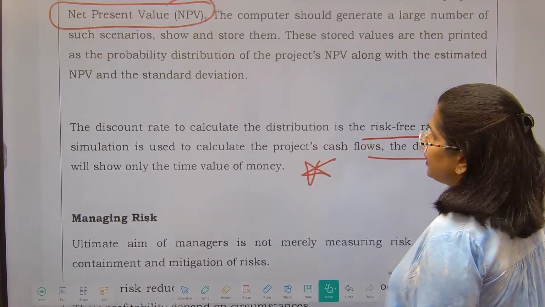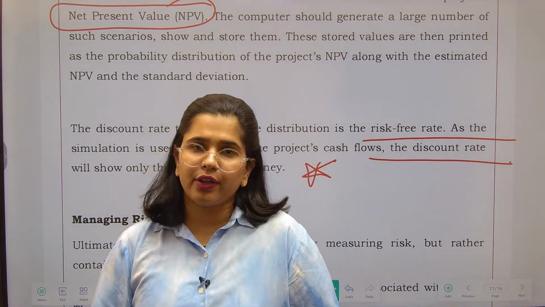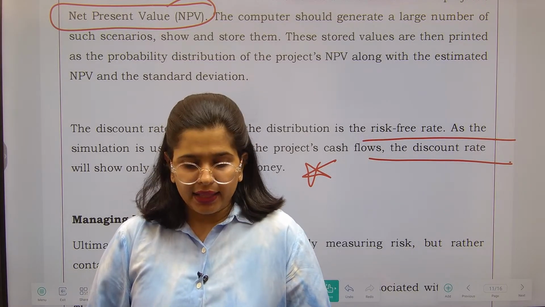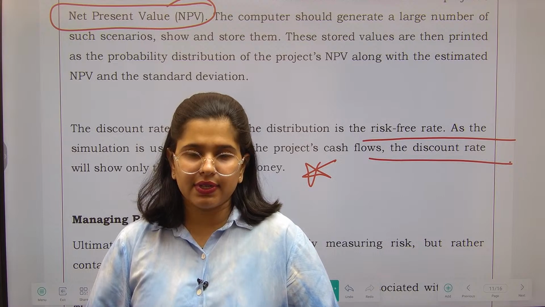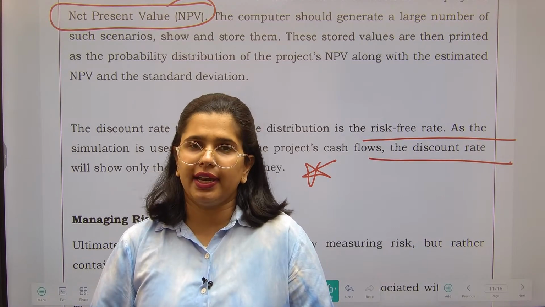So this is it that we will be talking about today: simulation, scenario analysis, sensitivity analysis, and decision tree analysis. Right? Thank you so much for joining in, and these were some of the risk adjustment techniques that we needed to discuss in this particular lecture.